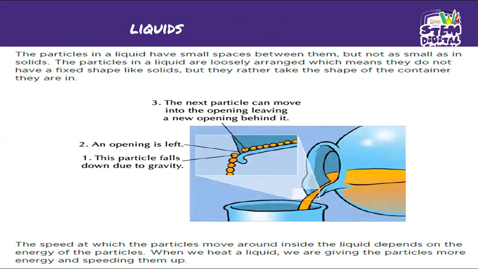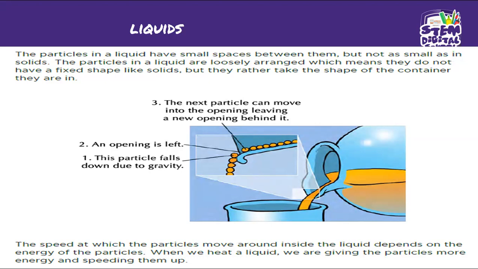Now when we look at liquids, the particles in a liquid have small spaces between them, but not as small as in solid. The particles in a liquid are loosely arranged, which means they do not have a fixed shape like solid, but they rather take the shape of the container they are in. So basically, that is what we are seeing here. These yellow balls or circles are just illustrating how the particles of the water molecules are shown. As you pour, you can see the spaces between them. They are small or near, but not as very small as in solid.